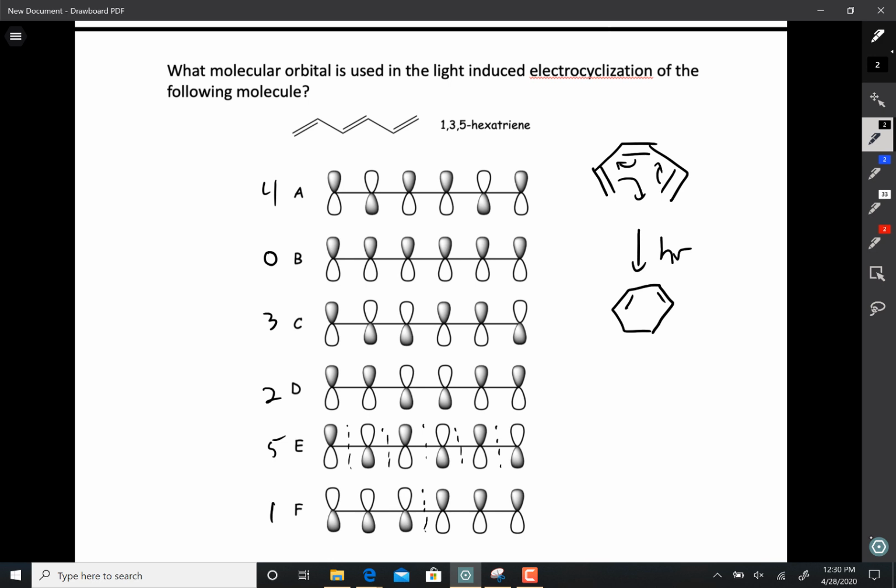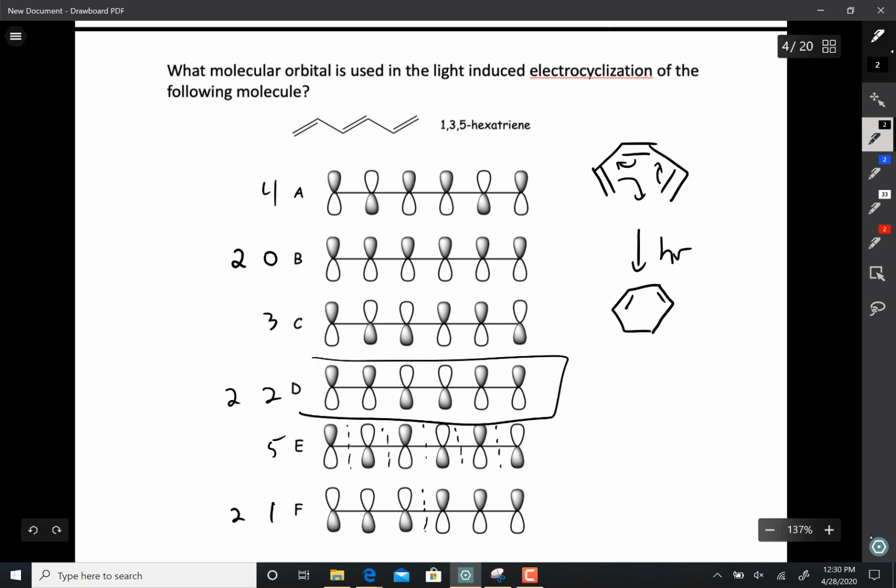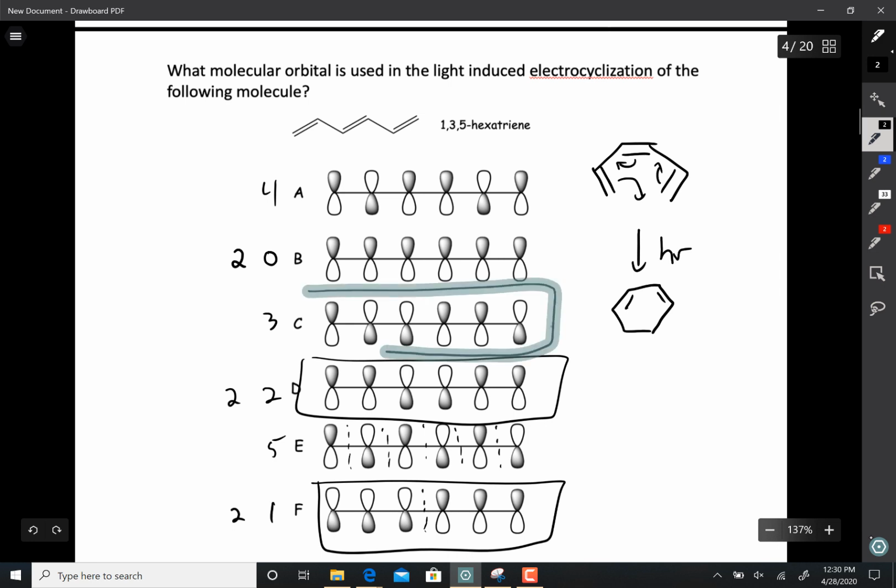And then you can count the number of electrons. You have 6 electrons. And so you're going to fill up the electrons. So here gets 2 electrons. Here gets 2 electrons. Here gets 2 electrons. So these are all filled molecular orbitals. Now the next highest one that's unfilled is this one right here. And so that's the answer.